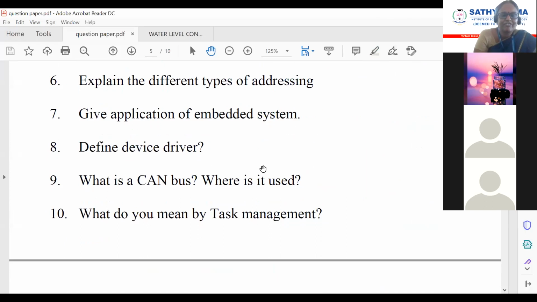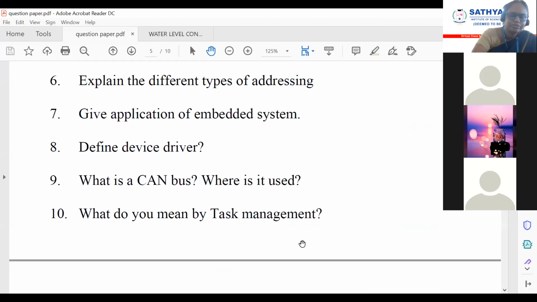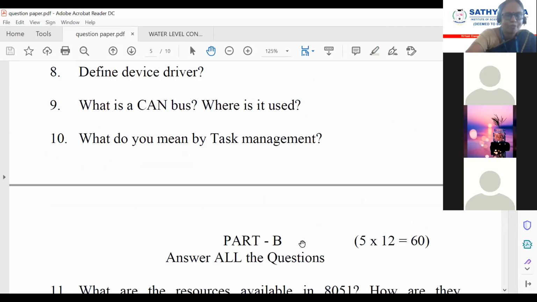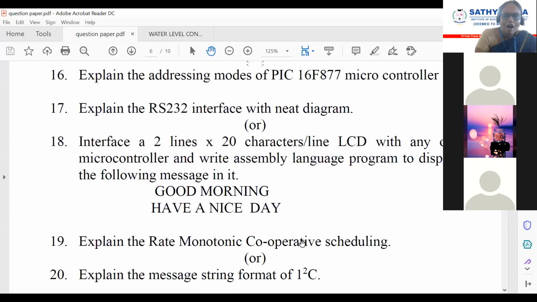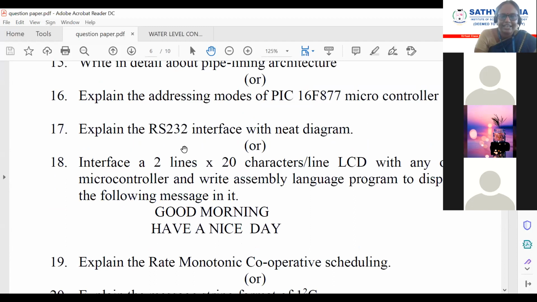What is a CAN bus, where it is used? What is the full form for CAN? Controller area network, ma'am. Where it is used? Automobile industry. Very simple. Okay. And you have seen the RS-232 interface with the neat diagram. And this is not in your syllabus. Leave it, ma'am. This is not in your microcontroller RS-232.